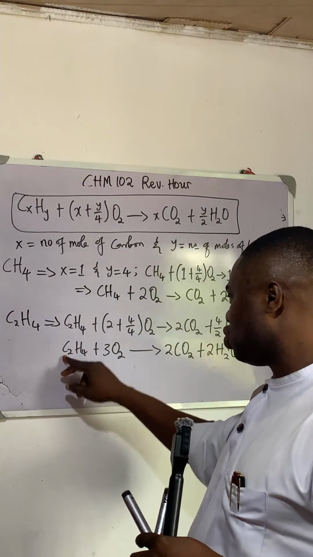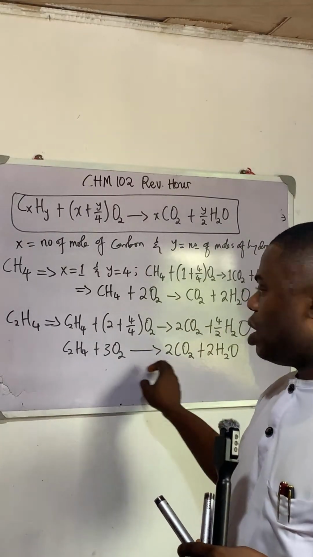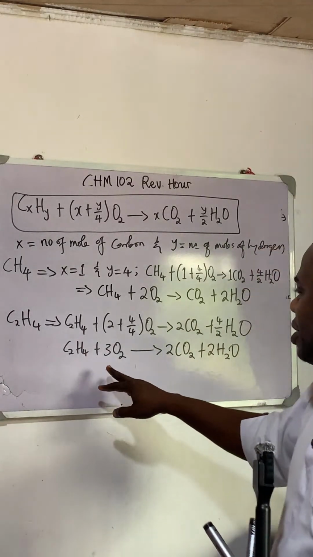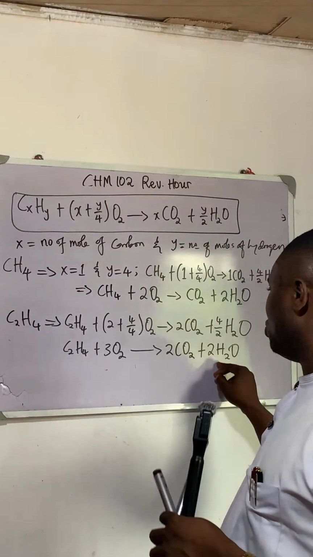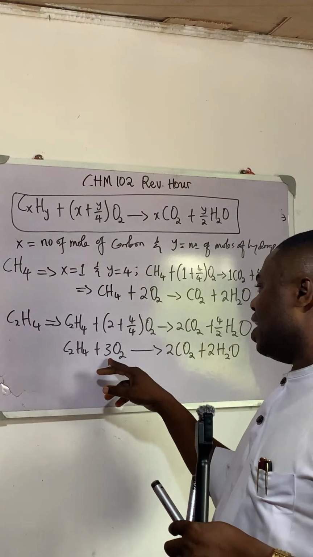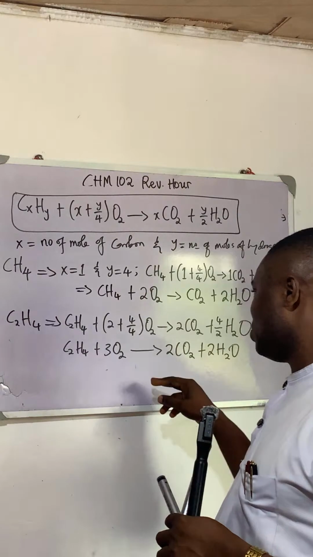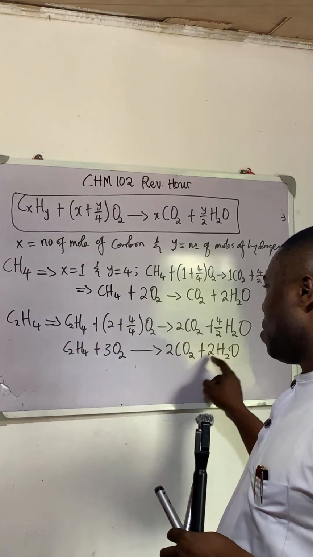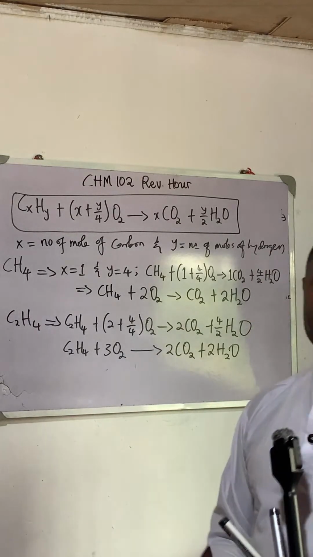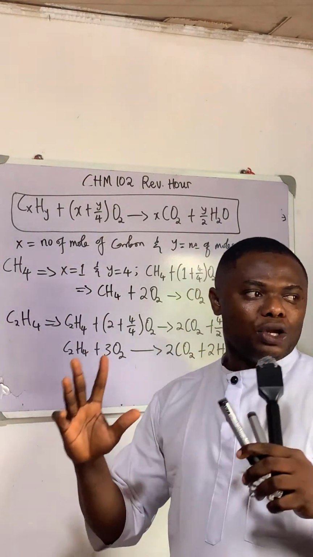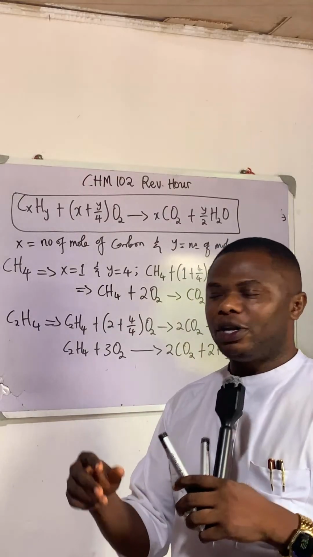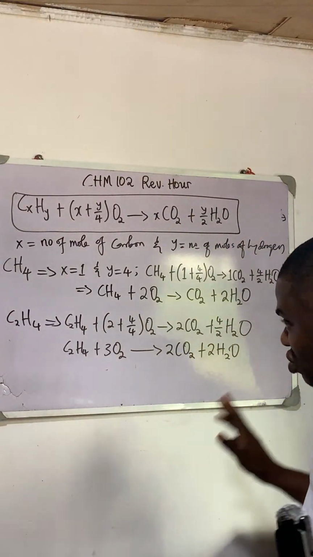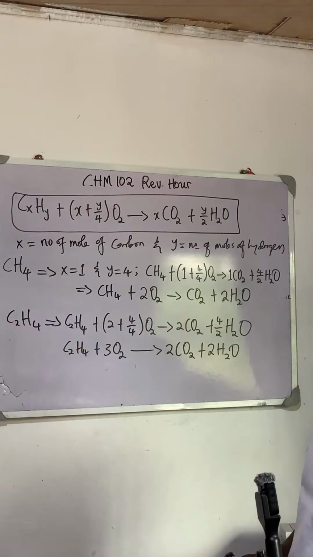Here, how many carbon? 2, 2 times this 2. What again? Hydrogen is 4, 2 times 2, 4. Oxygen is 6. 3 times 2, that is 6 here. 2 times 2, 4 plus 2 here, 6. Like I said, that is the best way to balance hydrocarbon equation.